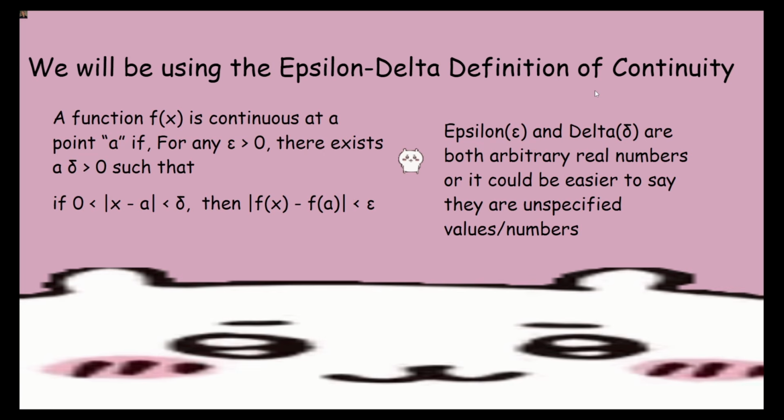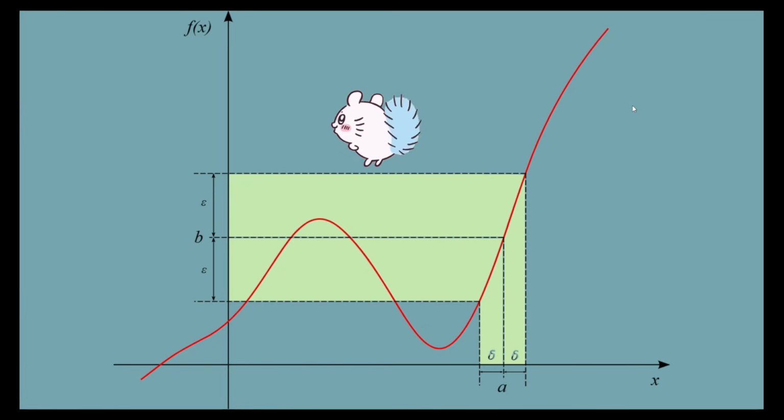Now in this definition, epsilon and delta are both arbitrary real numbers. Or it could be easier to say that they are unspecified values. A good visualization of the epsilon delta definition of continuity is shown here, where these gaps of epsilon and b and delta and a are the inequalities shown previously. But the key thing in this visualization is that for any epsilon, there has to be a corresponding delta for it to be continuous at said point.